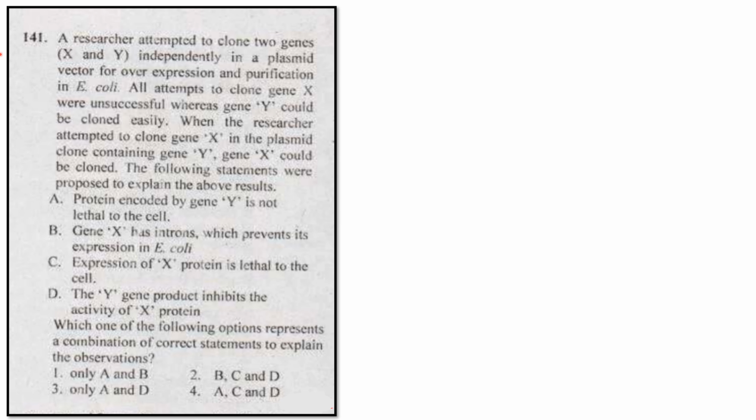Next, third question, 141. A researcher attempted to clone two genes X and Y independently in a plasmid vector for overexpression and purification in E. coli. All attempts to clone gene X were unsuccessful, whereas gene Y could be cloned easily. When the researcher attempted to clone gene X in the plasmid clone containing gene Y, gene X could be cloned. The following statements were proposed to explain the above result.